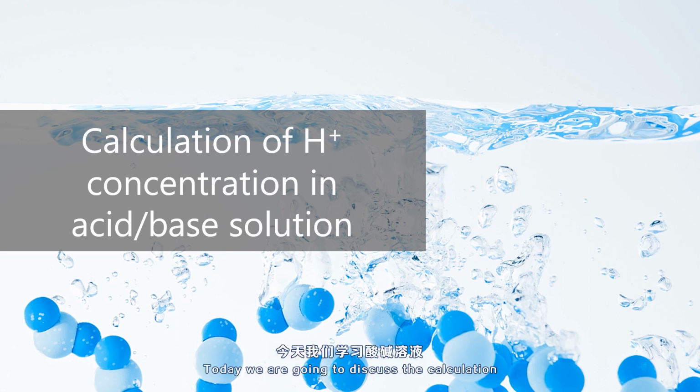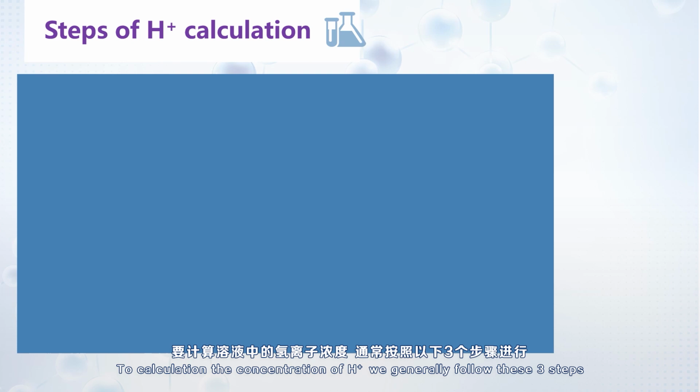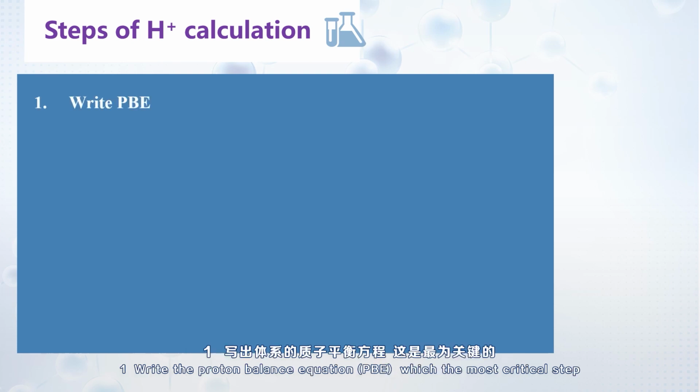Today we are going to discuss the calculation of hydrogen concentration in acid or base solution, which is a very important part in the analytical chemistry course. To calculate the concentration of hydrogen, we generally follow these three steps. First, write the proton balance equation, which is the most critical step.